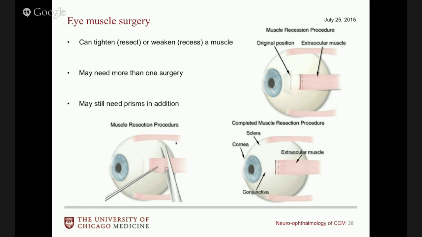You can take the muscle on the inside, lift it off, and move it back on the eyeball, and weaken it, and again, bring the eye out. It's important to remember that one of my professors actually said, I can fix your eyes in 1.2 surgeries. So some people, 20% of people, need more than 1 eye muscle surgery. And maybe you may even still need to wear prisms after that eye muscle surgery.